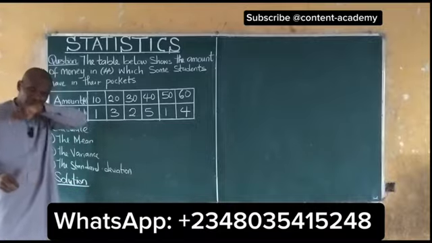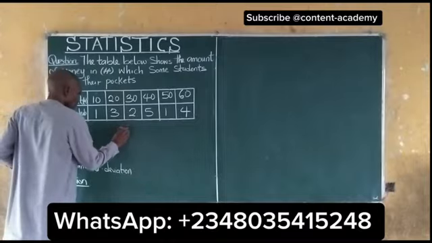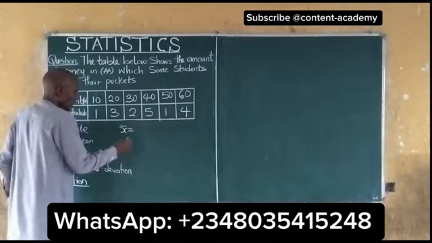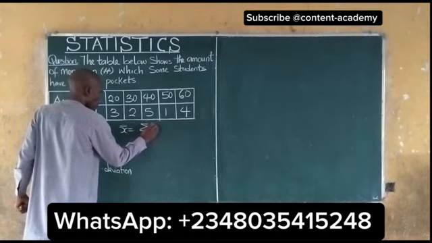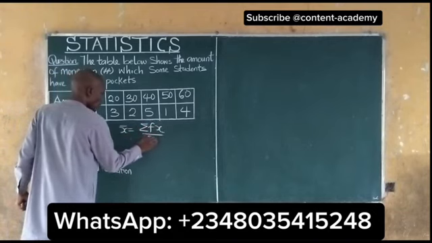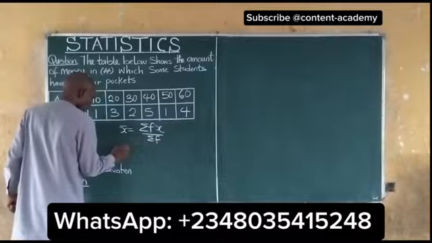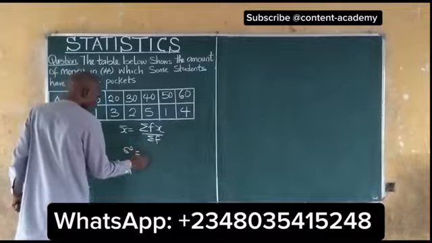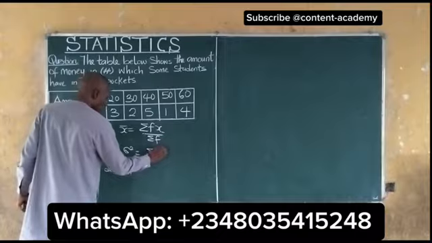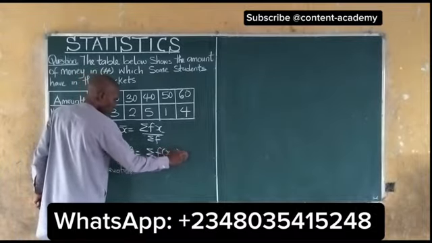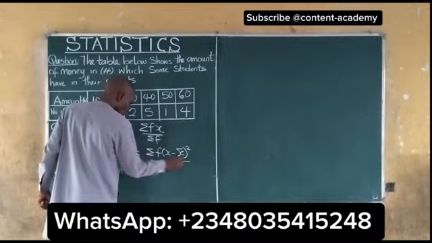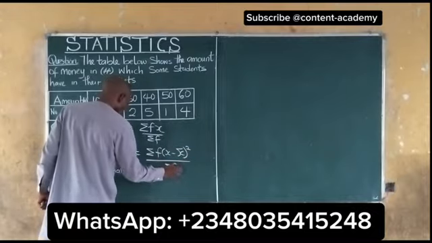First, the mean, which is denoted as this, is equal to summation of f of x all over summation of f. The standard deviation is equal to the square root of summation of f of x minus x bar all squared all over summation of f.